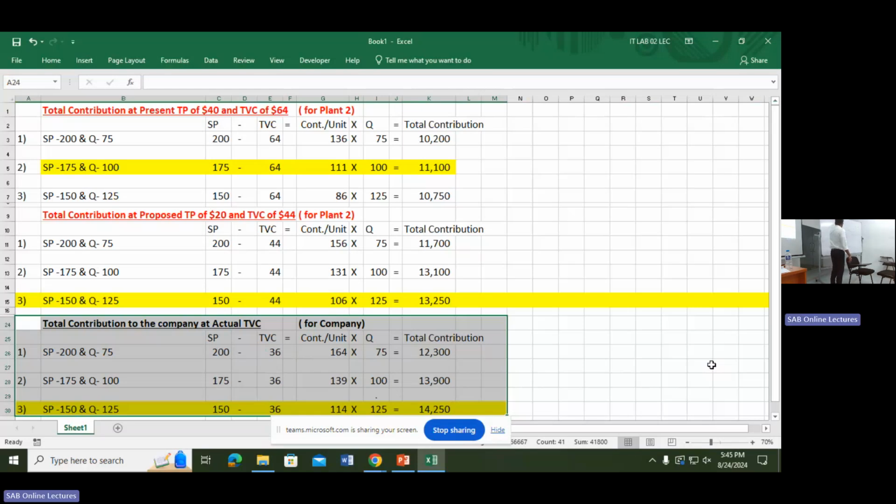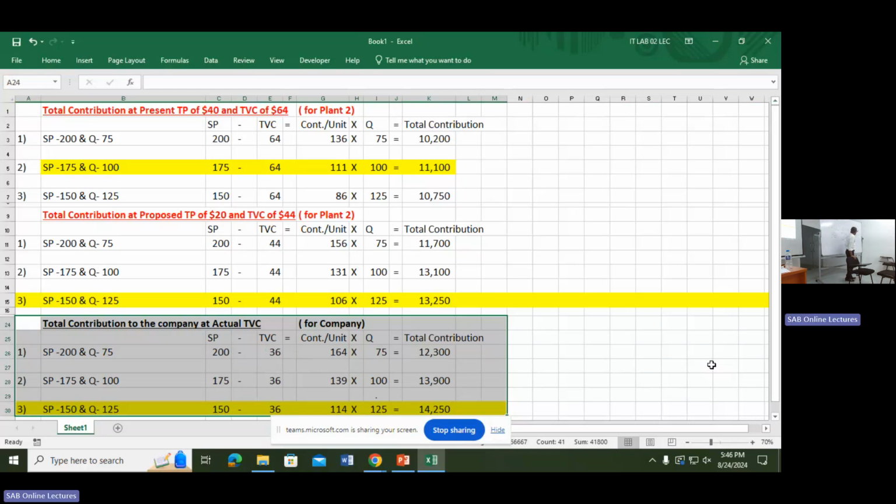First you have to understand scenario. Plant 1, plant 2. Plant 1 variable cost is 12. They keep a profit 28, transfer at 40. Right? So plant 2 get that transfer price 40, they keep the variable cost 24 and total variable cost at present 62. And they have three scenarios. Plant 2 has the autonomy to decide what quantity to be produced at what price. So those are the three scenarios: 75 to 200, 100 into 175, 125 to 150.